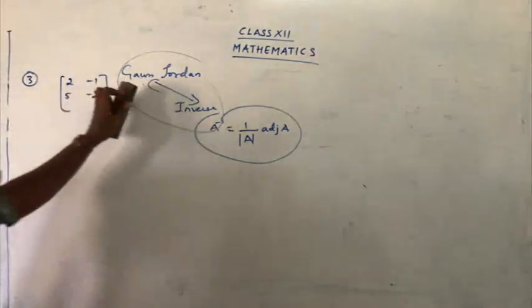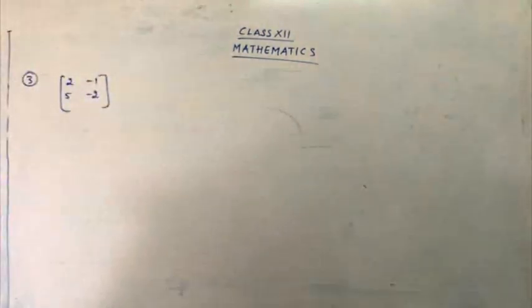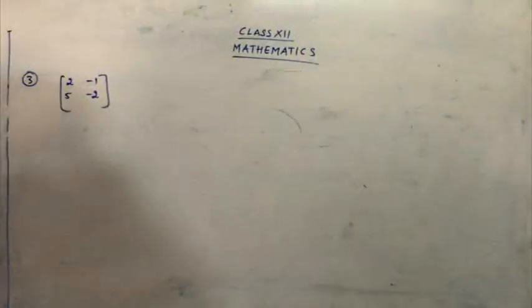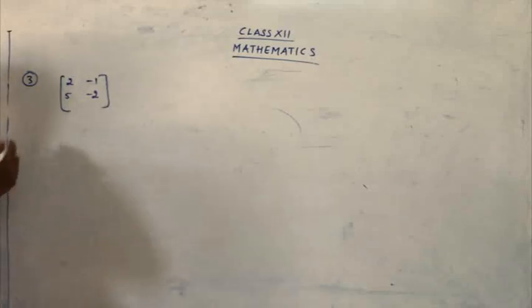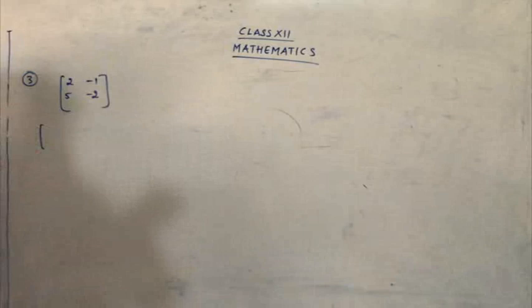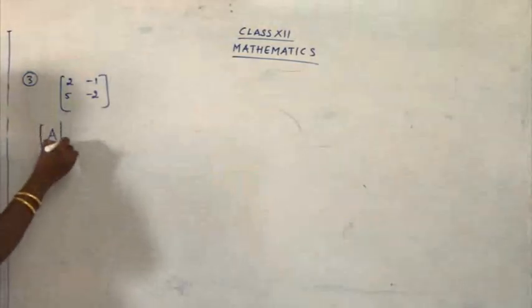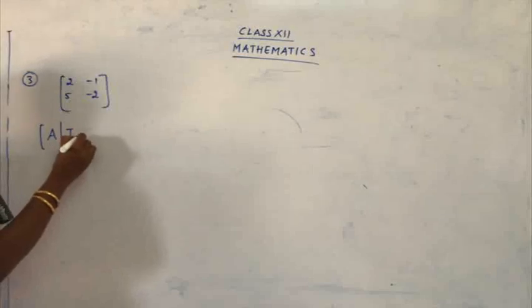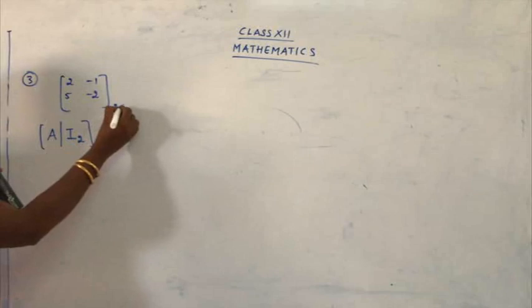Okay, let's continue our sum. So let's see the method. So how to start our sum? The first method is you are going to write the augmented matrix. Now what do you mean by augmented matrix? Just see here, you are going to write two matrices together. So how you write A: just put a small line, and here you write I2. Now why am I writing I2 here? Because this is of order 2 by 2.